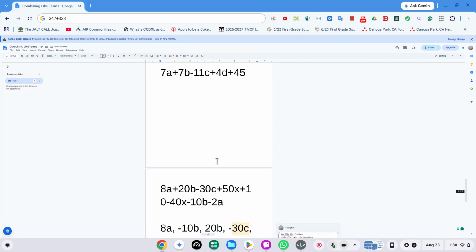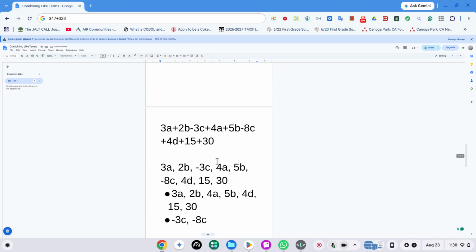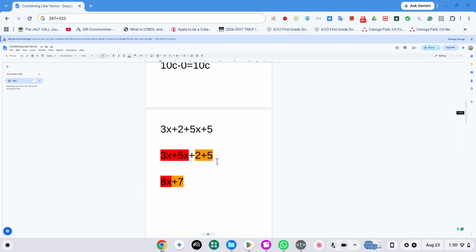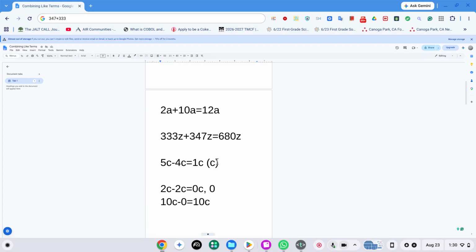So with that said, that is combining like terms. Hopefully you know how to do it, whether you're just learning how to do it in middle school, whereas this is review for high school algebra, or college algebra, or college math. Maybe you got to teach your kid how to do this.